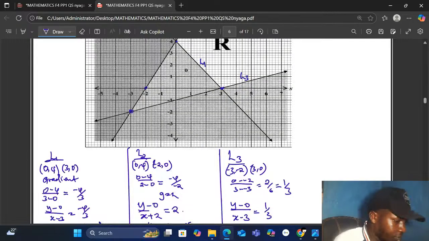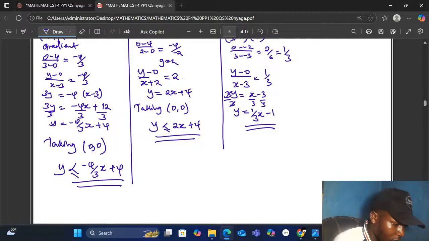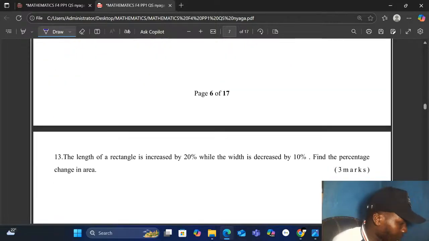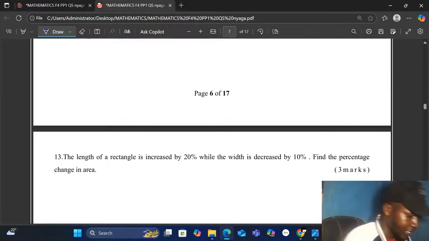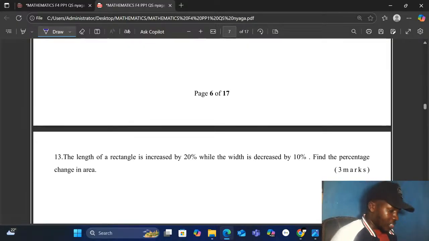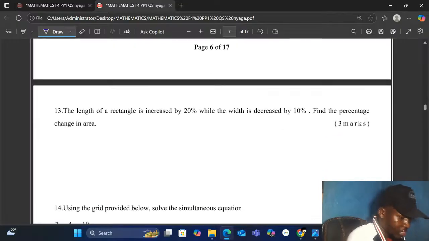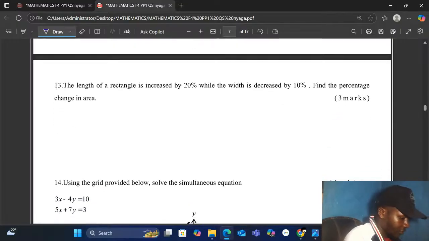And then question number 13. The length of a rectangle is increased by 20%, while the width is decreased by 10%. Find the percentage change in the area.